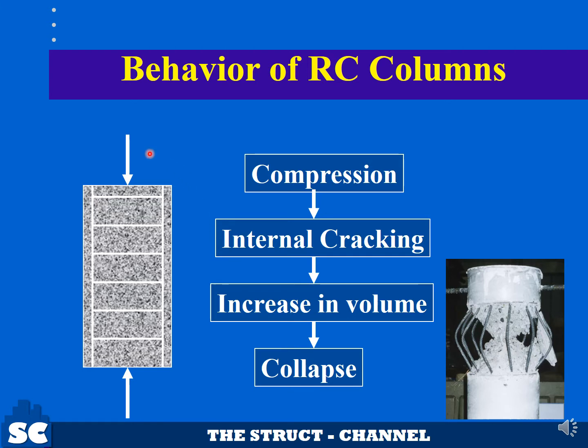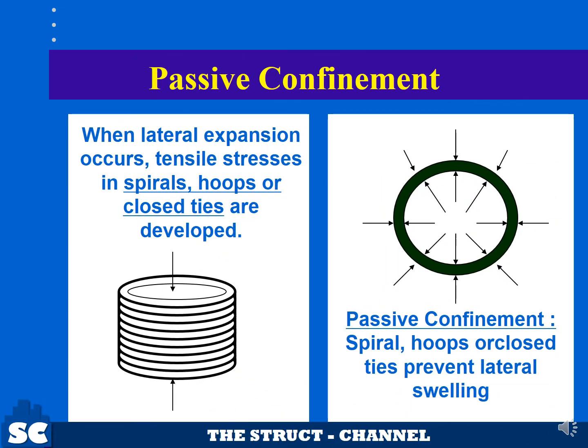Concrete columns, when subjected to axial compression, will develop internal cracks, increasing the volume and resulting to buckling of the longitudinal bars and finally collapse. Passive confinement due to spirals and hoops increases the compressive strength of columns. When lateral expansion occurs, tensile stresses in the spirals, hoops, or closed ties are developed, and passive confinement occurs. So, passive confinement prevents the lateral swelling of the confined concrete.